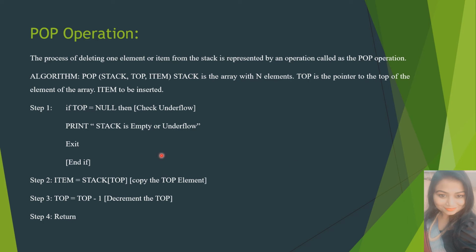Here also is the algorithm. Pop is an operation. It contains 3 arguments: stack, top and item. The stack is an array with n elements, top is a pointer to the top of the stack, and item is the item to be deleted. So the first step: if top is equal to null, this is a condition which is used for checking the underflow condition.